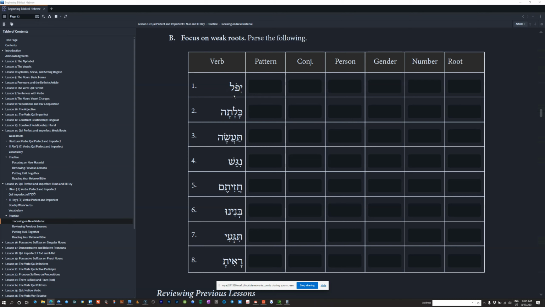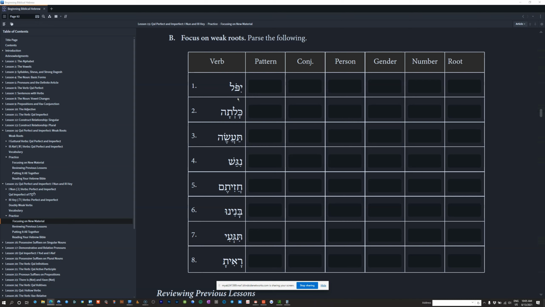So always be ready for weak roots. Don't wait for someone to tell you that they are here. Always be suspicious of your Hebrew verb. Always be suspicious of the conjugation. Don't just jump to the first option. Really analyze the verb at this point.